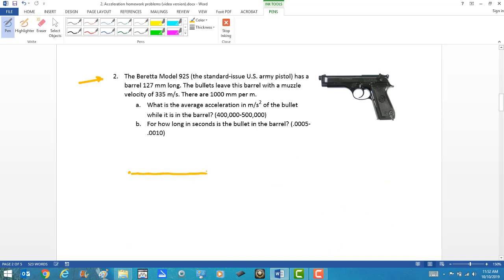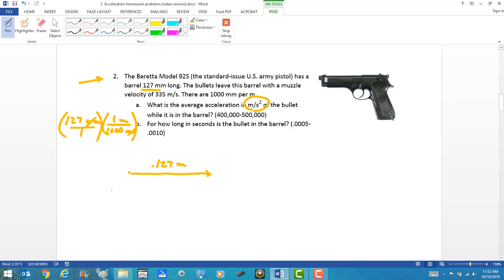Again, draw a diagram. It says the barrel of the gun is 127 millimeters. And it's asking us to report things in meters. So right away, you should convert that into meters. It's pretty easy. There are 1,000 millimeters in a meter. So what's 127 divided by 1,000? You don't need a calculator for that. It's just 0.127 meters. Just move the decimal point back 3 places.